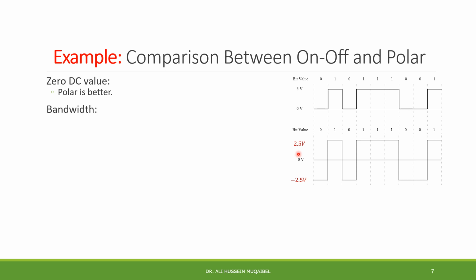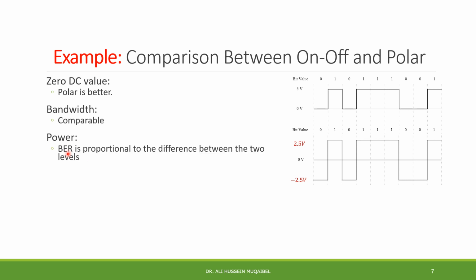Now, when it comes to the bandwidth, both of them are comparable because you can see the pulse width is the same. The amplitude change will not change the bandwidth. So they have comparable bandwidth. Now, in terms of power, which one consumes more? If you notice here, I changed this to 2.5 and minus 2.5. Usually you have plus 5 and minus 5.